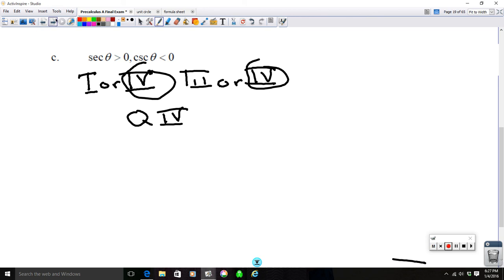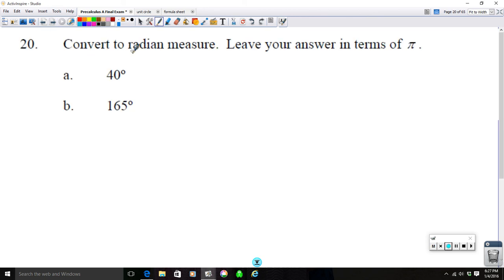Finally, number 20 is the last one in this section. Convert to radian measure. So when we convert from degree to radian, we're multiplying by pi over 180. I don't have the sheet in front of me, but I believe this is a non-calculator section, so you have to reduce by hand. So 40 pi over 180. And then 20 goes into each one of these. 20 goes into 40 twice, and goes into 180 9 times. So this becomes 2 pi over 9.